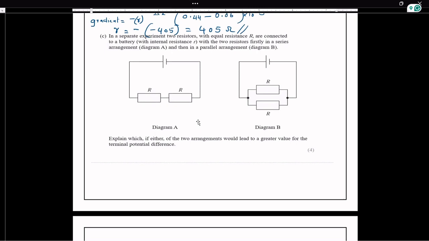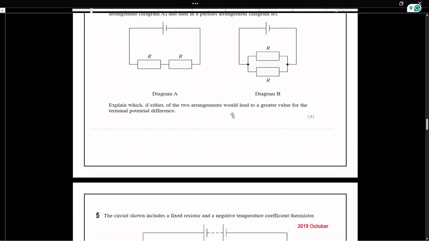It's a separate experiment. Two resistors are connected with the internal resistance R. We are not ignoring the internal resistance here. Resistors are connected in series. Then they are connected in parallel. But the question asked is, in which of the cases is the terminal PD greater? So there is a series connection and there is a parallel connection.